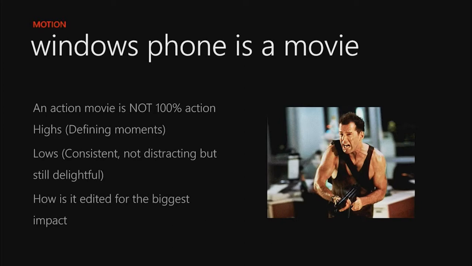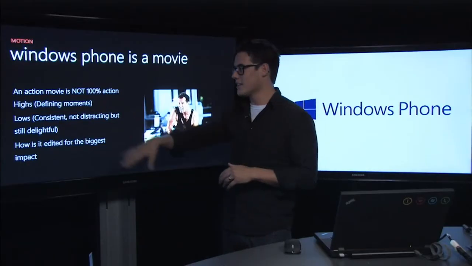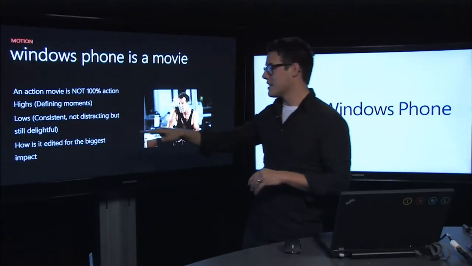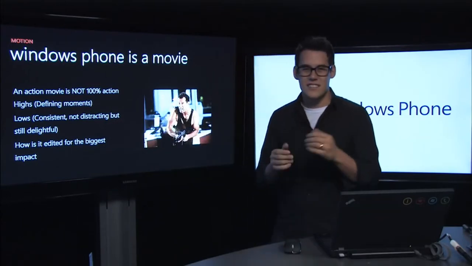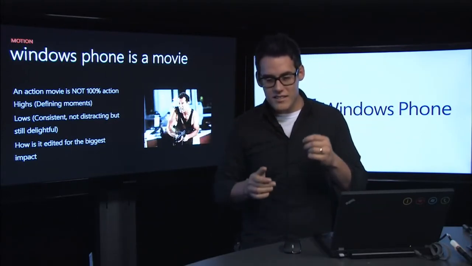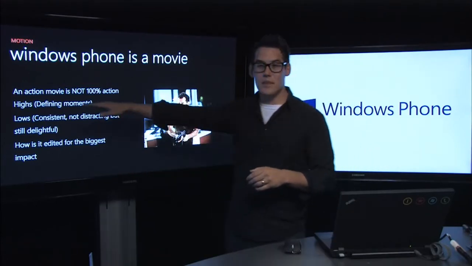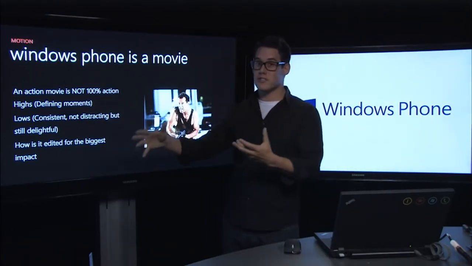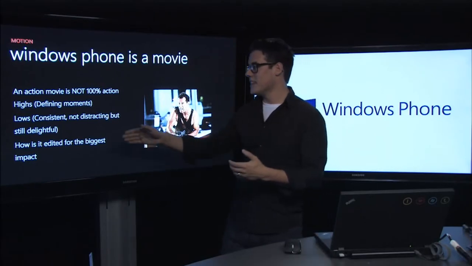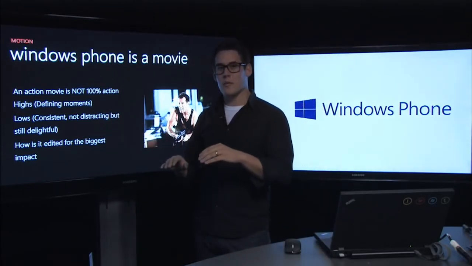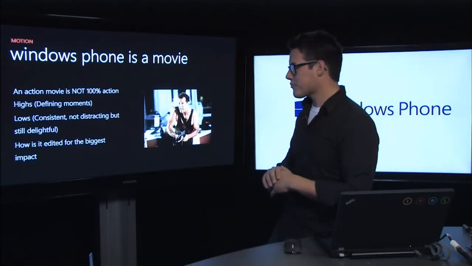But the best action movies are when action is interspersed throughout great points in the movie, right? So we have highs, which are defining moments. And maybe this is start screen and lock screen for us. Then we have lows, consistent but not distracting, still delightful. Little moments that they're going to see when they're checking their email day in, day out, day in, day out. And they don't need to be these highs, these big, beautiful motions that are in your face. But they need to be consistent and still delightful. But we don't want them to take up too much time.